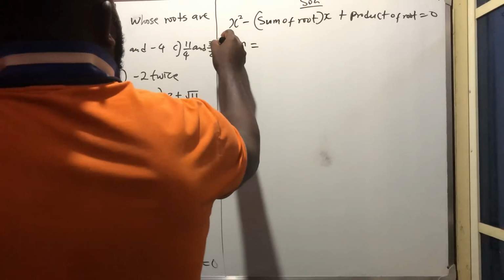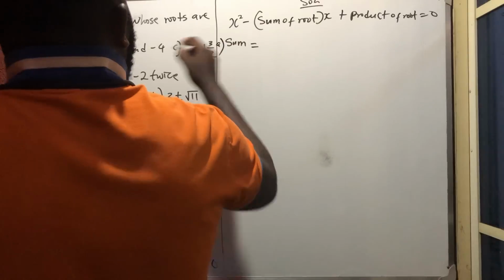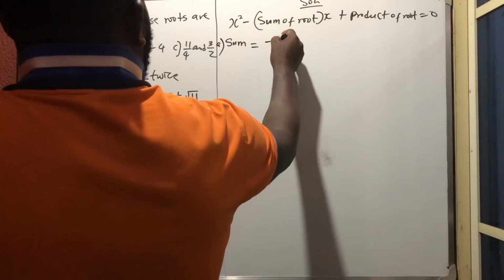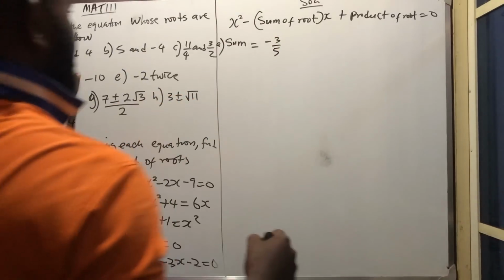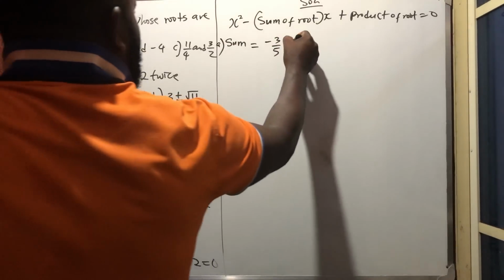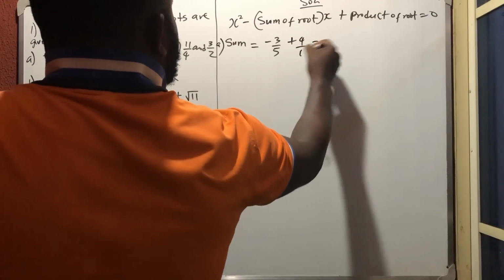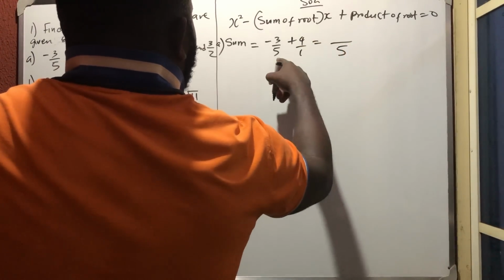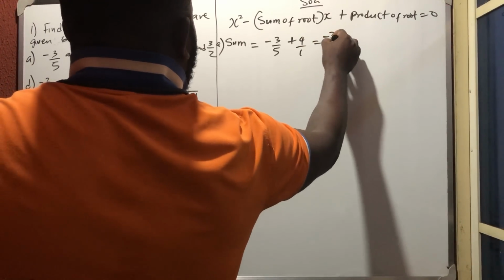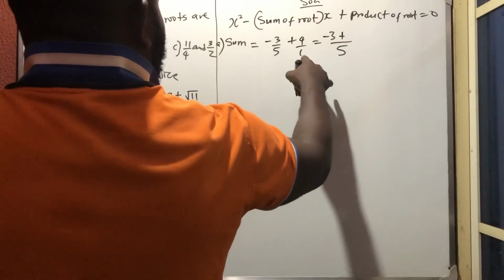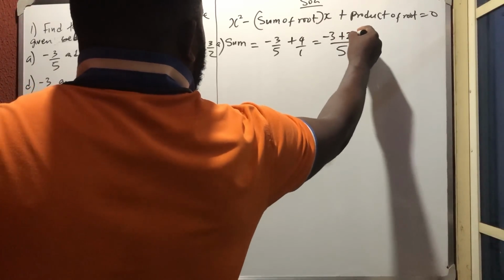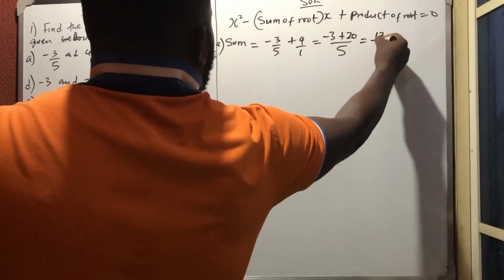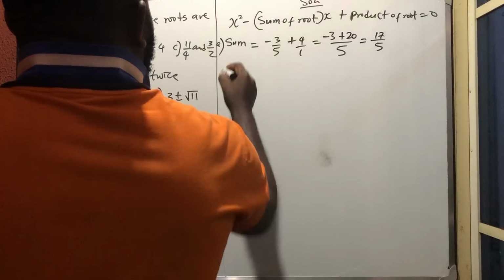So for the first one, for a, the sum is minus 3 over 5. These are the roots, so the sum means to add it, plus 4, which will give you the LCM as 5. So 5 divided by 5, 1 times minus 3, plus 5 divided by 1, 5 times 4, 20. So both of them give me 17 over 5. This is the sum.